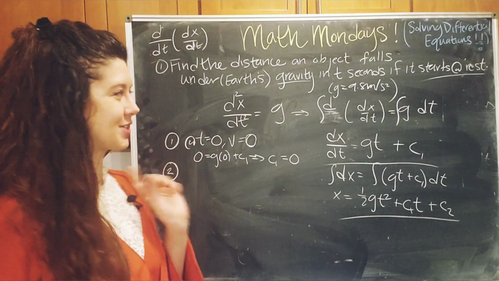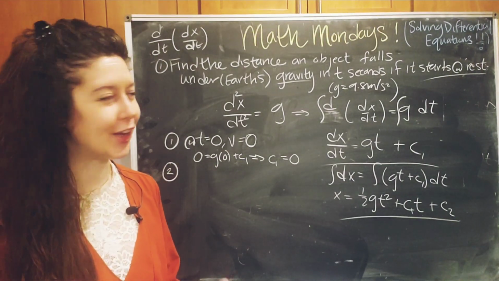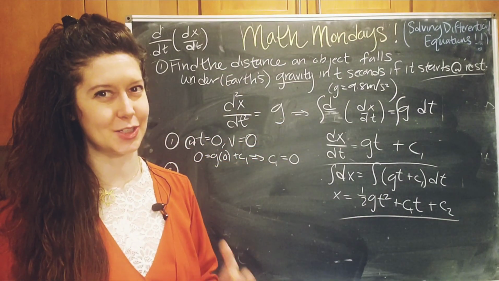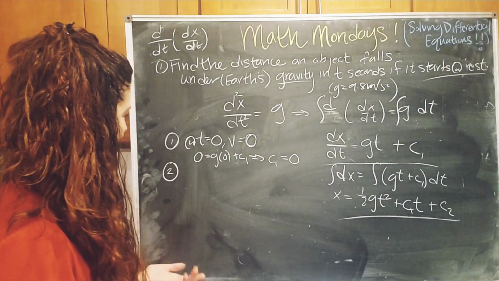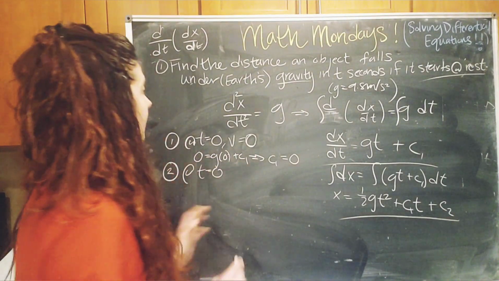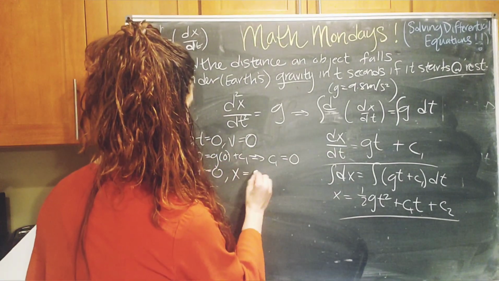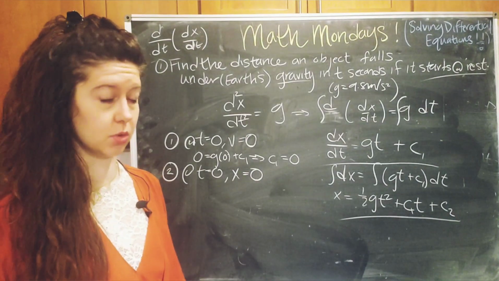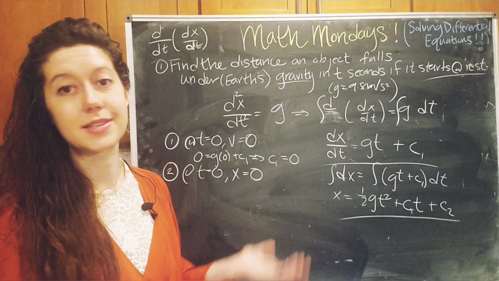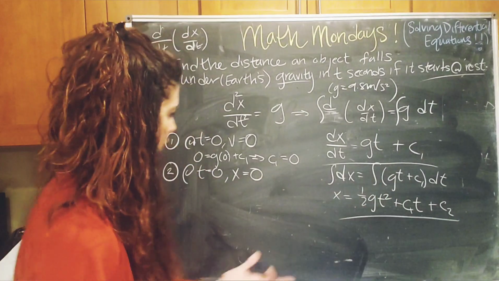And then the second initial condition really hones in on the fact that there's not a lot of words in this, but there's a lot to read between the lines. So you also would say at t equals 0, our object hasn't fallen at all. So I kind of gave it away, but at t equals 0, x also equals 0. The object hasn't moved, it hasn't fallen, it's starting where we set the origin to be. And so we would plug that in to solve for c2.